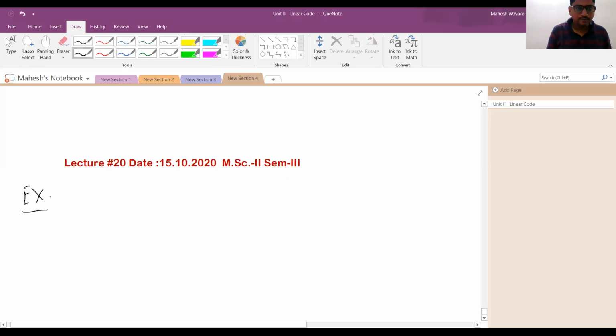So I'll write the example from here. Find the generator matrix G dash in standard form. Till I finish writing the example, you can mark your attendance.